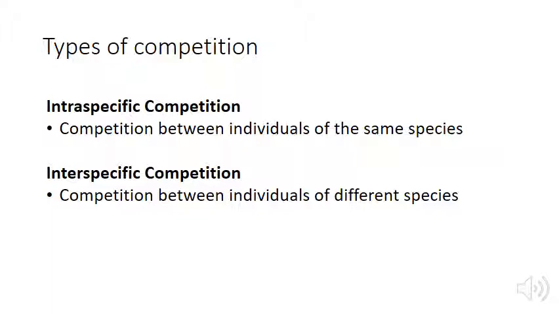So competition can be categorized in a couple of different ways, but the most common way we look at it is as intraspecific competition and interspecific competition. So intraspecific competition is competition between individuals of the same species, whereas interspecific competition is competition between individuals of different species.